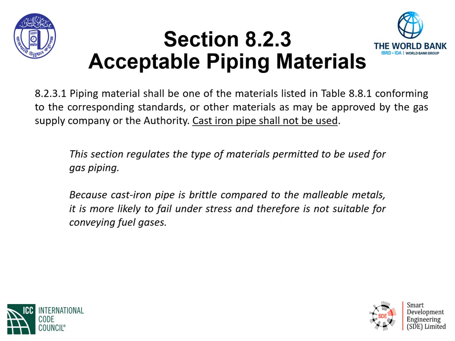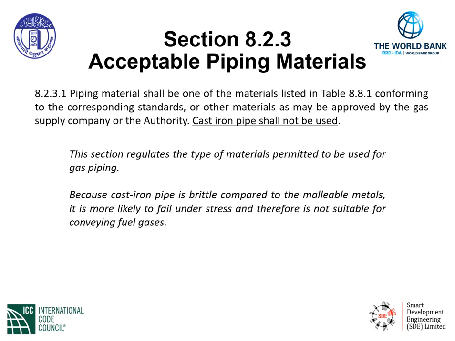Think of the material characteristics about cast iron pipe. Cast iron pipe is brittle compared to malleable metals. It's more likely to fail under stress. Brittle materials crack, ladies and gentlemen. We do not want any gas piping or any part thereof subjected to leaks, things of that nature. Materials must be durable for the suitable gas piping system to be designed, and this here prohibits specifically cast iron pipe.